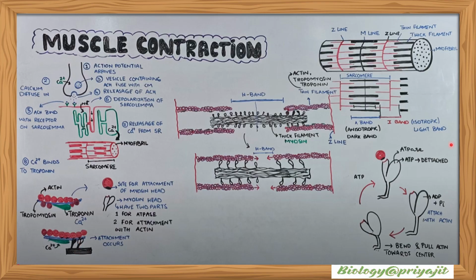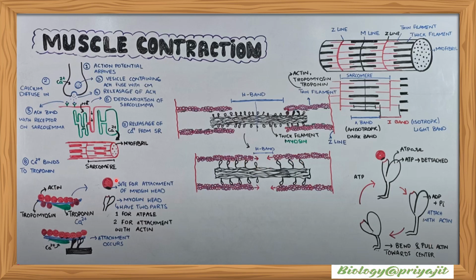So what happens when the myosin head attaches with the actin is that ATPase will be activated, and the ATP will be detached. It will dephosphorylate, and it will form ADP and Pi. Utilizing this energy, the myosin head will attach with the actin protein, and then it will pull the actin proteins towards each other, and the sarcomere will be contracted, and it will bend and pull actin towards the center. The actins will be moved towards the center.